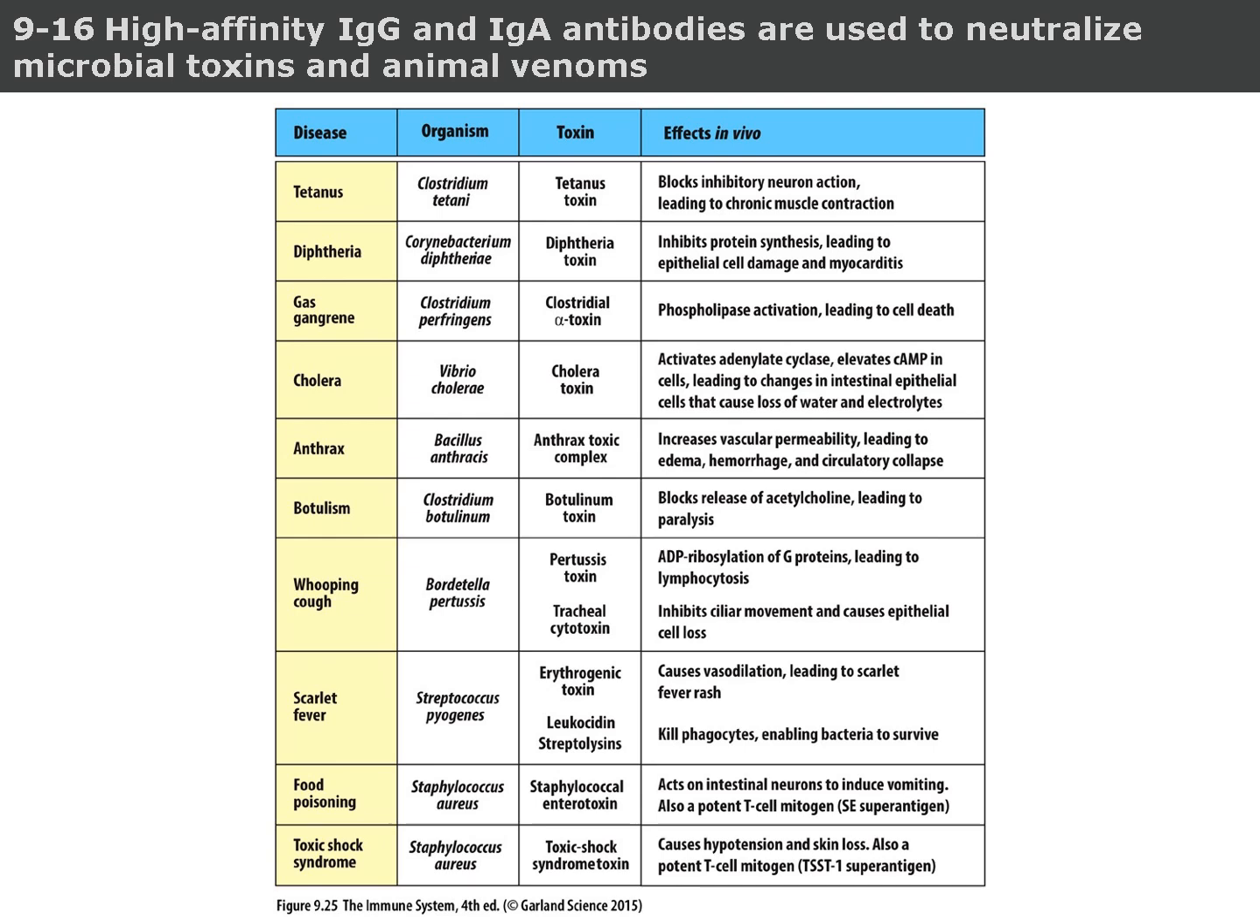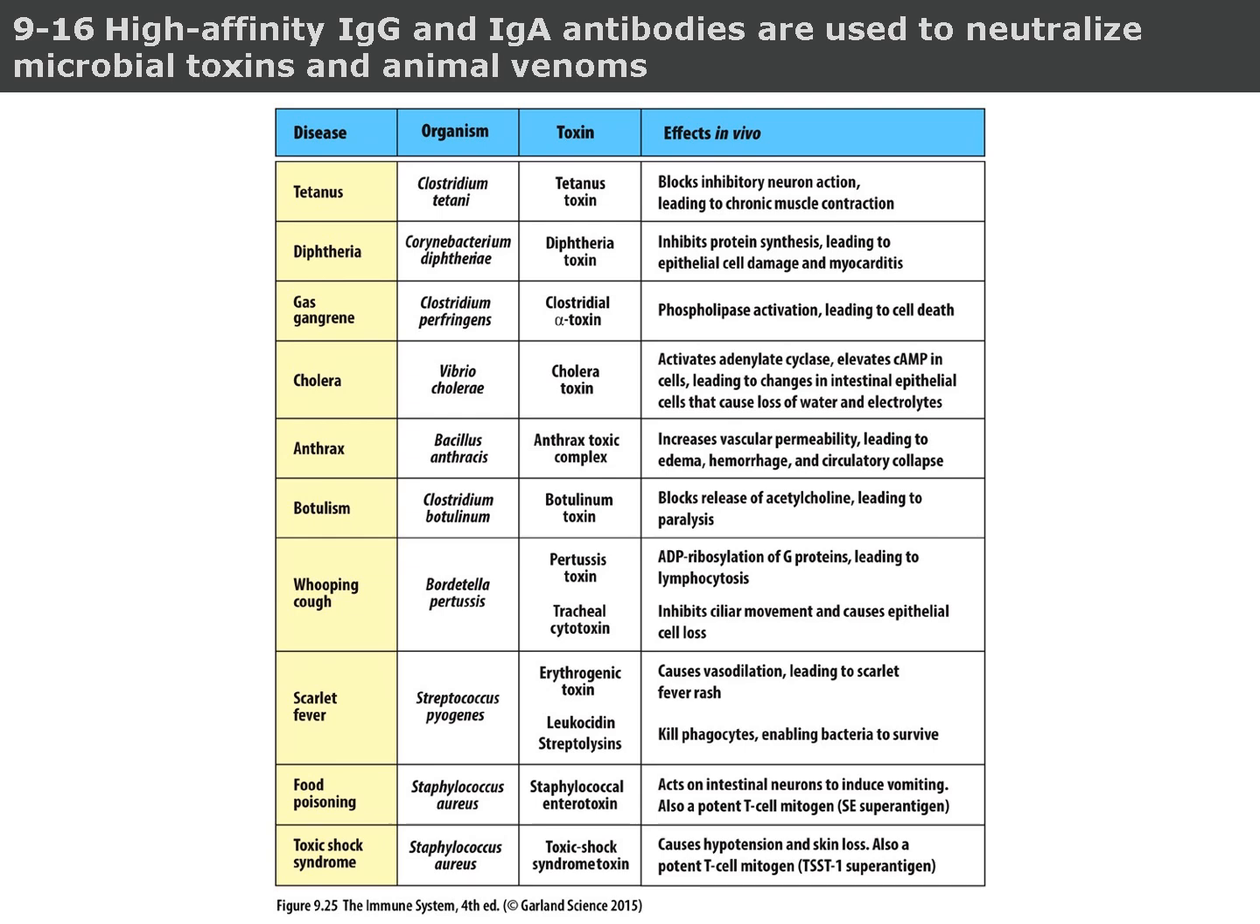For example, tetanus toxin from Clostridium tetani blocks inhibitory neurons, causing sustained muscle contraction. Diphtheria toxin inhibits protein synthesis, leading to myocarditis and cell damage. Botulinum toxin causes paralysis by blocking acetylcholine release. Toxins like cholera, pertussis, and anthrax disrupt immune or epithelial barriers, while others, like streptolysin and scarlet fever or enterotoxins in food poisoning, cause inflammation or direct tissue injury.